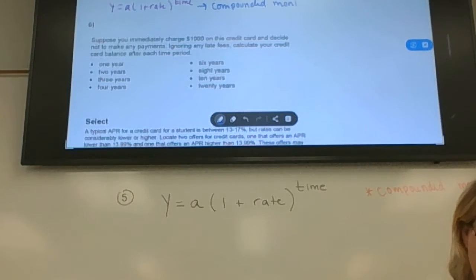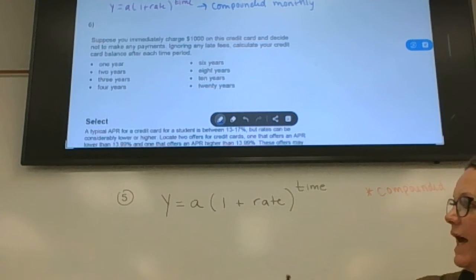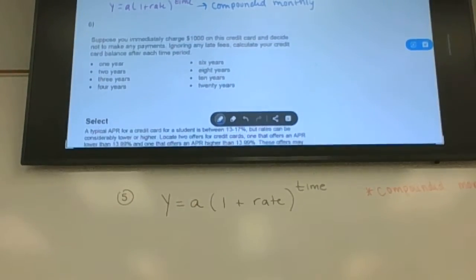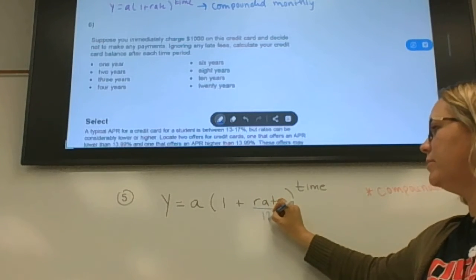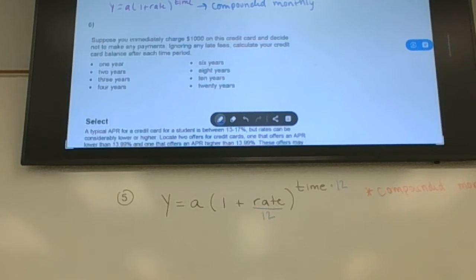So we talked about when something is compounded monthly, that affects the rate and the time. So how many months are in a year? Lawson, how many months are in a year? So we're going to put 12 here. We're going to divide our rate by 12, and we're going to multiply our time by 12.